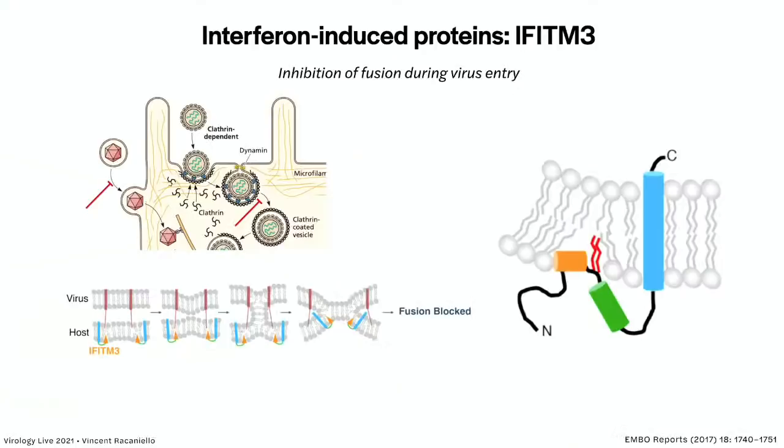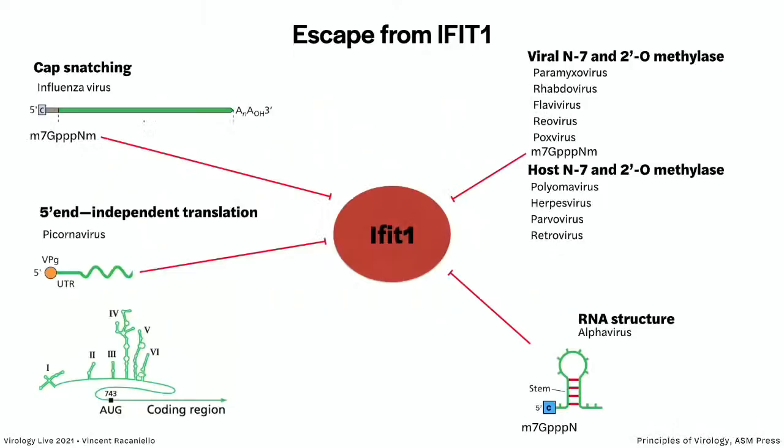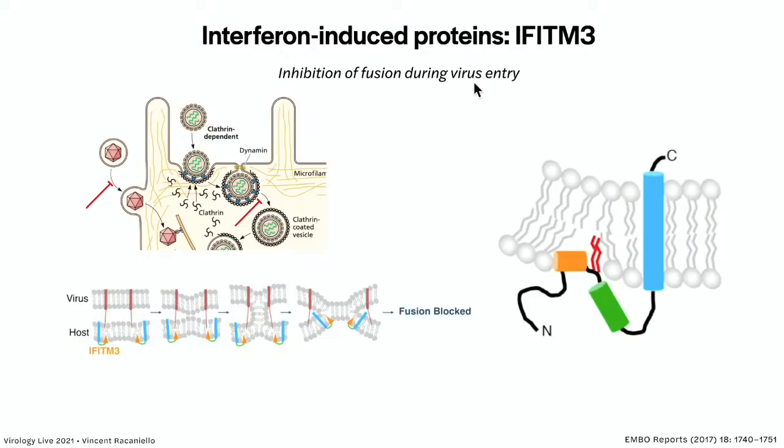Finally, one more, IFITM3. So IFIT stands for the same set of words as we just talked about, interferon-induced protein with tetratricopeptide repeats, except this is M3, because M3 inhibits fusion during virus entry. Here is the structure, the topology of this IFITM3. It has a C-terminal transmembrane domain, and then a part that's not associated. And then it has another part of the protein that's inserted in the membrane. What this does is deform the membrane. You can see it's bending it, and the phospholipids here are being bent. And so this inhibits fusion.